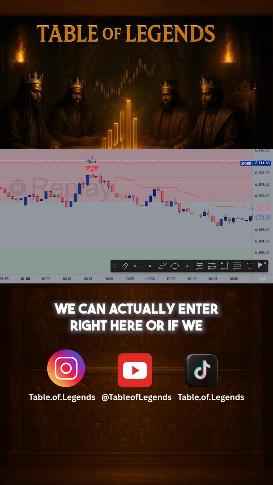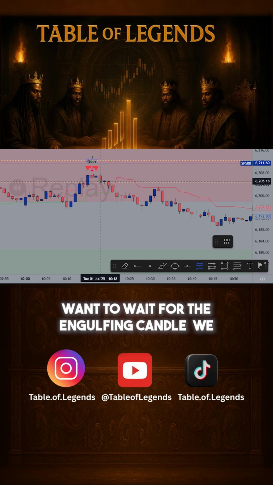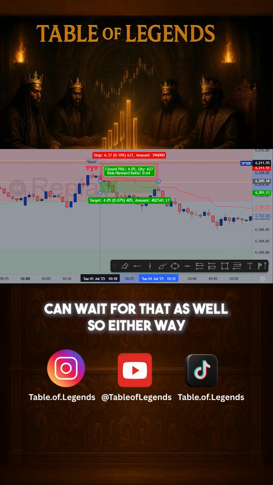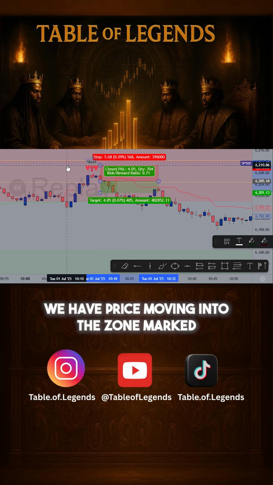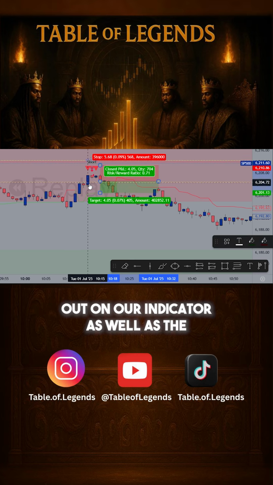So we can actually enter right here, or if we want to wait for the engulfing candle, we can wait for that as well. Either way, we have price moving into the zone marked out on our indicator, as well as the signal firing.